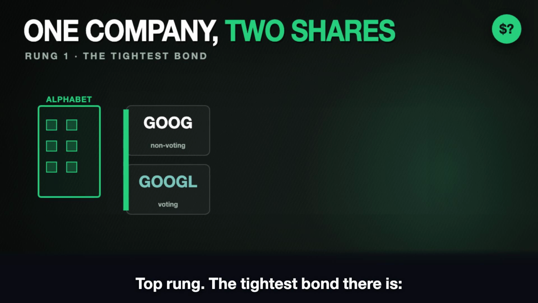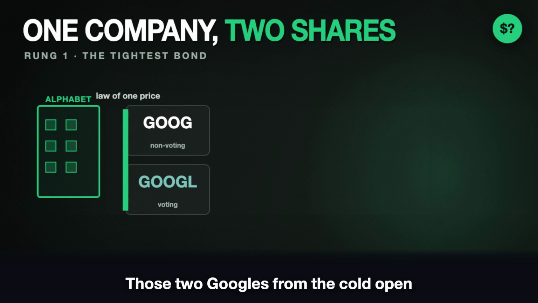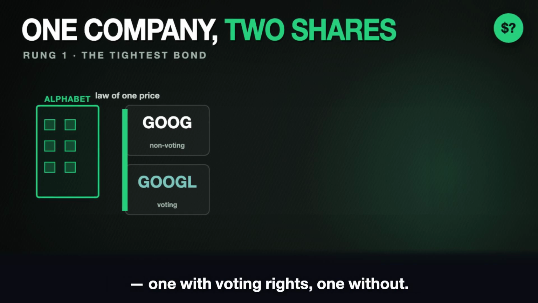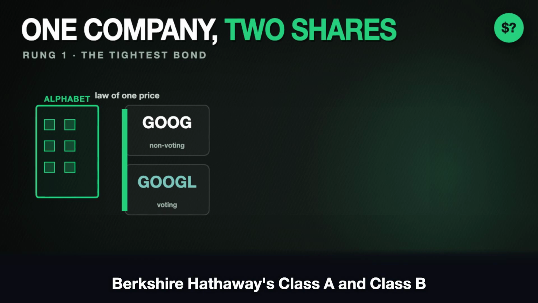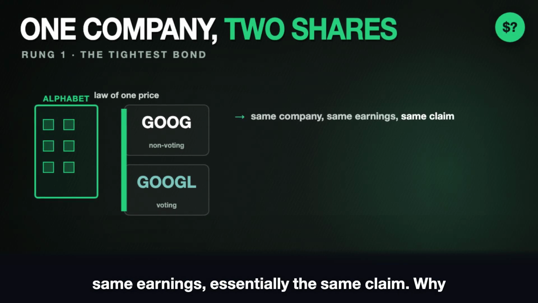Top rung, the tightest bond there is. 2 securities issued by the same company. Those 2 Googles from the cold open live here. Alphabet listed 2 share classes, one with voting rights, one without. Berkshire Hathaway's Class A and Class B shares are the same story. Same company, same earnings, essentially the same claim.